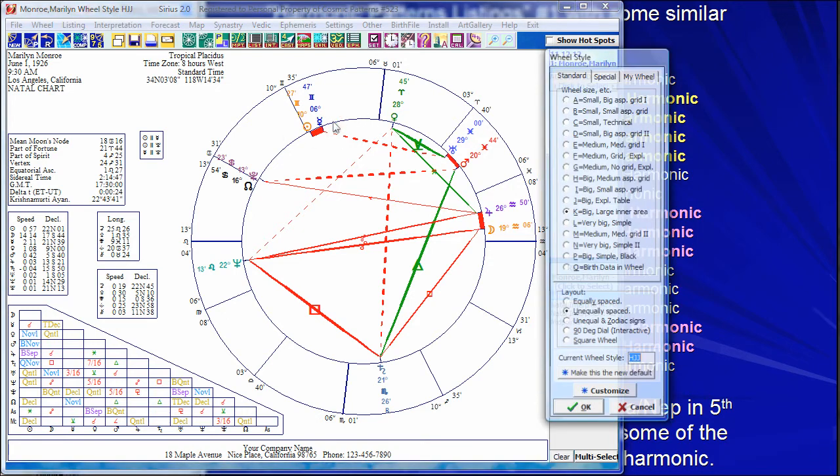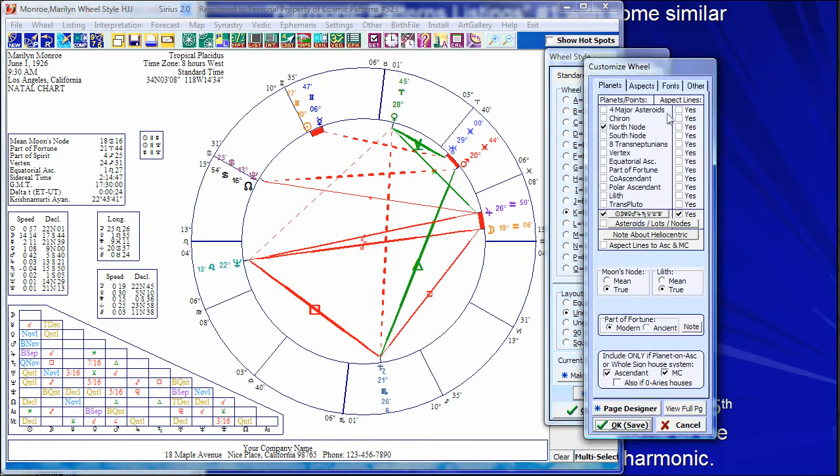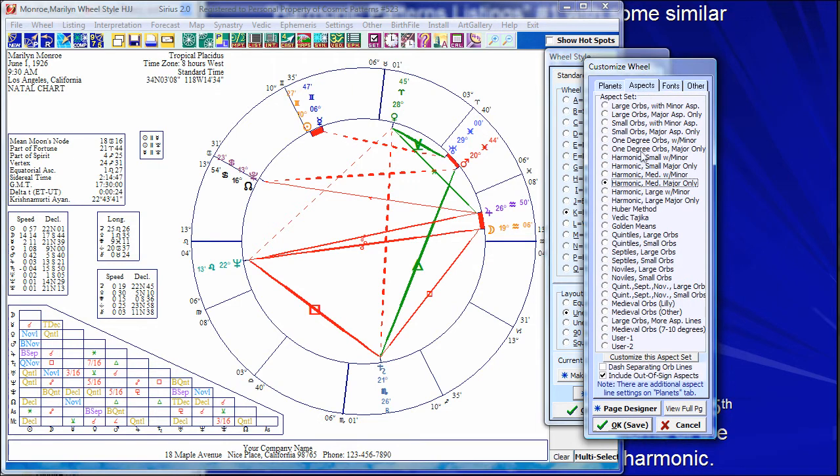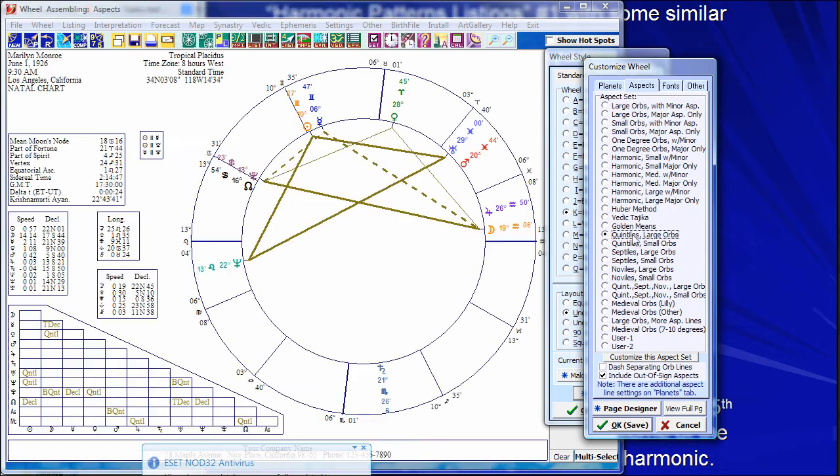Let's right-click, go to Customize, go to Aspects, and I will select quintiles, and there it is, Sun in between Uranus and Neptune. It's 72 degrees from Uranus to Sun, 72 degrees from Sun to Neptune. That is very much Marilyn Monroe.